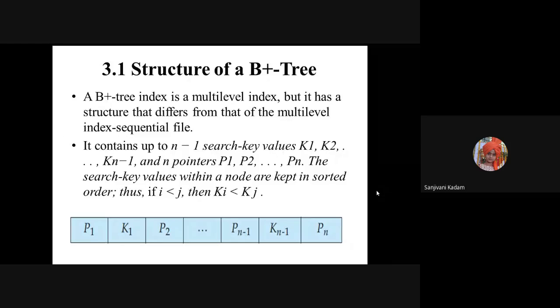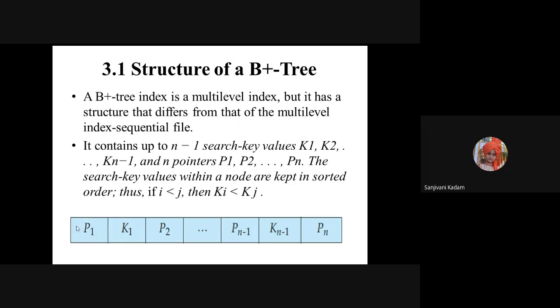So here, whatever search key values are there, these will always be in ascending order. K1 will be less than K2, K2 will be less than K3, and similarly I and J will be there. And whatever the sub nodes, subtrees or children are there, these will have values less than K1 only. Right now we are having the left oriented B plus tree.